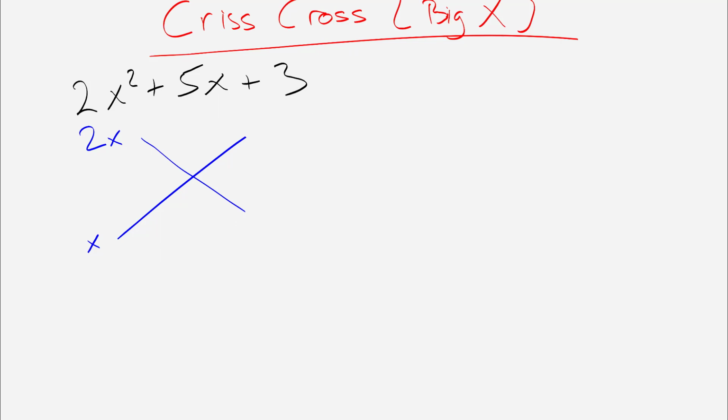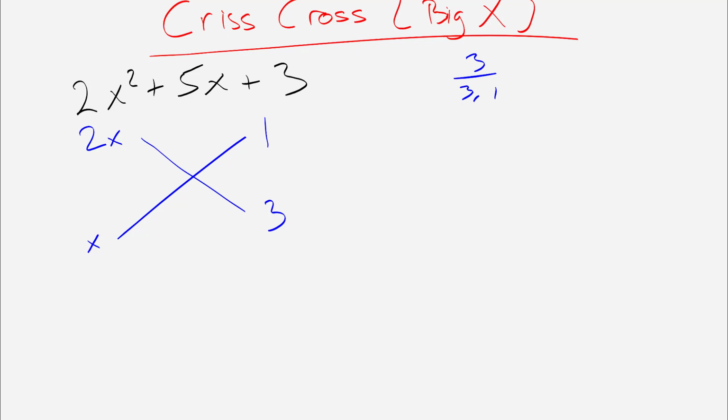Or what are the factors of 3? So our factors of 3 are simply just 3 and 1. And I either put the 3 here and the 1 here, or I put the 3 here and the 1 here. So how do I figure that out? How we figure that out is we do this crisscross multiplication.